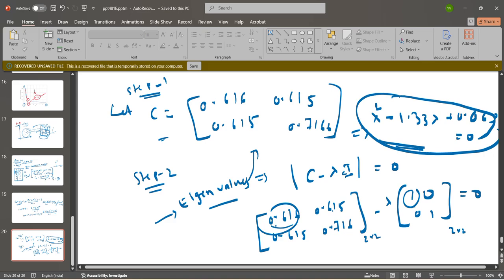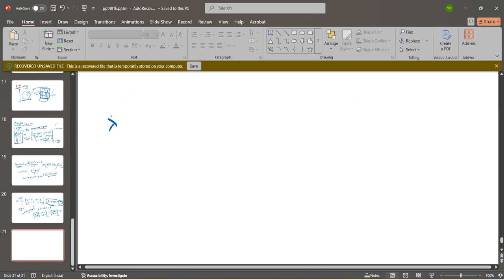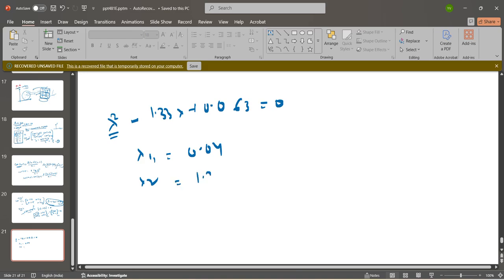Once you get this quadratic equation, let me write it here: lambda square minus 1.33 lambda plus 0.063 equal to 0. Then you know how to find lambda 1 and lambda 2, because two lambdas are there. So you have to find lambda 1 and lambda 2. Let us say lambda 1 is equal to 0.04, lambda 2 is equal to 1.28. Once you get the lambda values, that is step 2.